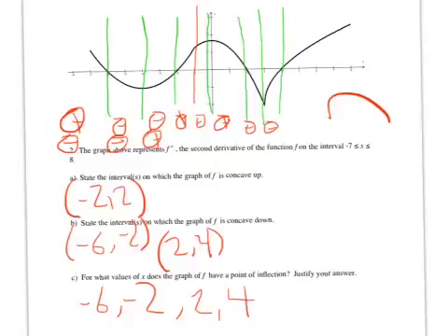Then we need to state the intervals on which the graph is concave down, and that is negative 6. Concaves down. 2 and 4, because it goes down. As long as it goes down. And then, for what values of x does the graph of f have a point of inflection? And inflection is when the sign changes, and that's negative 6, negative 2, 2, and 4.